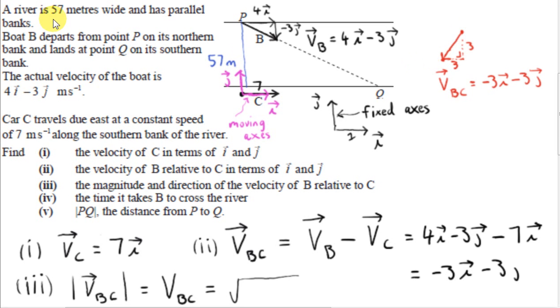Then we just apply Pythagoras' theorem. We want the hypotenuse of this right angle triangle, so we get the sum of the squares of the two short sides. We don't have to worry about putting minus 3 in here, because when we square minus 3 we get plus 9. It doesn't matter. So we end up getting root of 9 plus 9, root 18. So the magnitude of this velocity vector is the speed of the boat as seen by the car. The speed of the boat relative to the car.